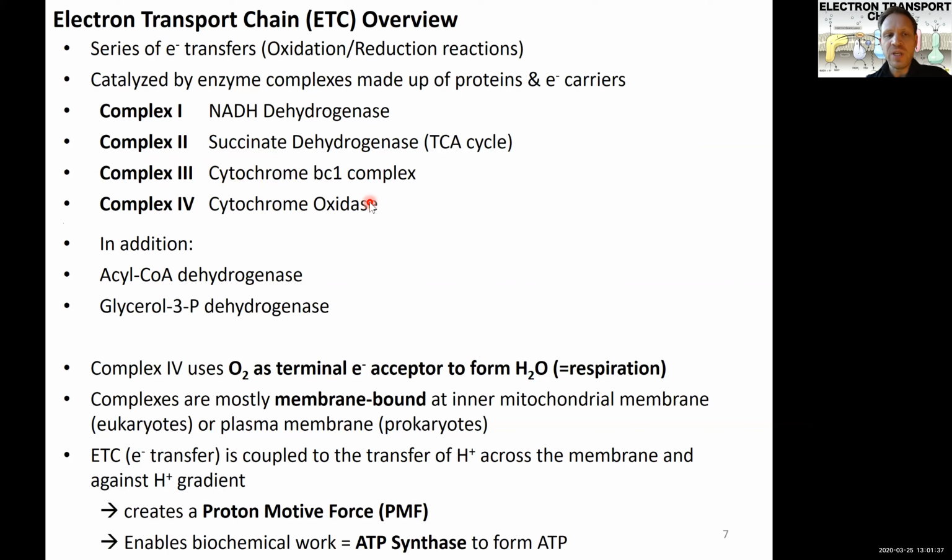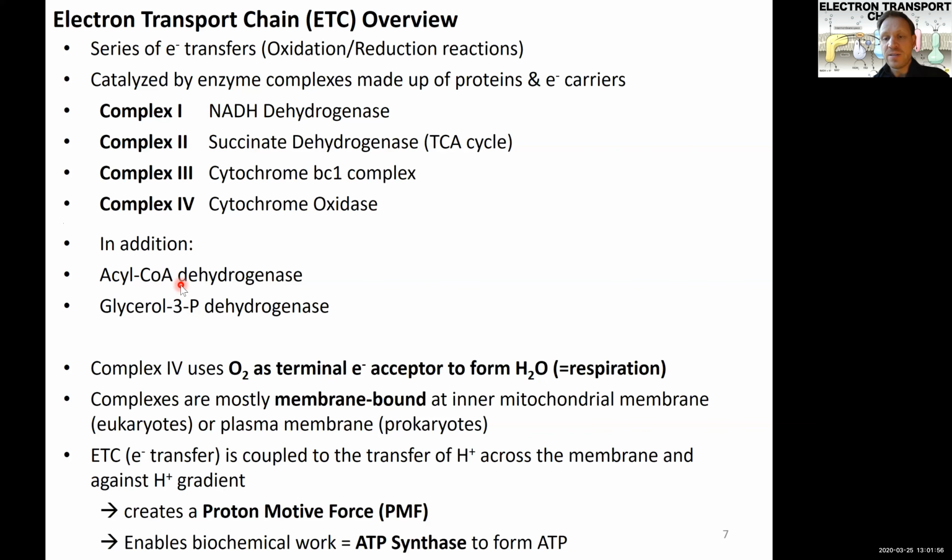There are two more that we need to pay attention to. There are actually two more dehydrogenases, the acyl-CoA dehydrogenase and the glycerol-3-phosphate dehydrogenase. They also are feeding in reduced electron carriers in addition to these four complexes. We'll see how that works too.